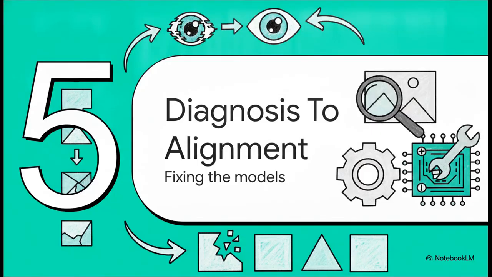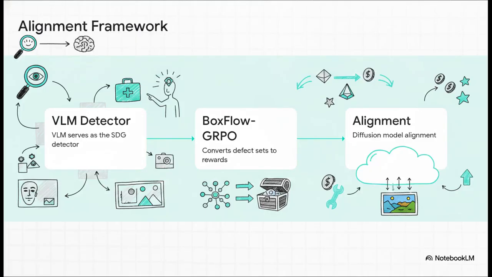Finally, we arrive at Section 5, Diagnosis to Alignment. Let's move along and see how this all builds into a complete, working pipeline. There are 3 crucial steps to this diagnosis to alignment framework. First, a vision language model, or VLM, serves as the SDG detector, kind of acting as the doctor that spots and categorizes the tuple. Second, a new mechanism called BoxFlow-GRPO converts those predicted defect sets into rewards. And third, those rewards are used for diffusion model alignment. This is essentially teaching the model how to adjust its behavior to avoid making the defect in the first place.